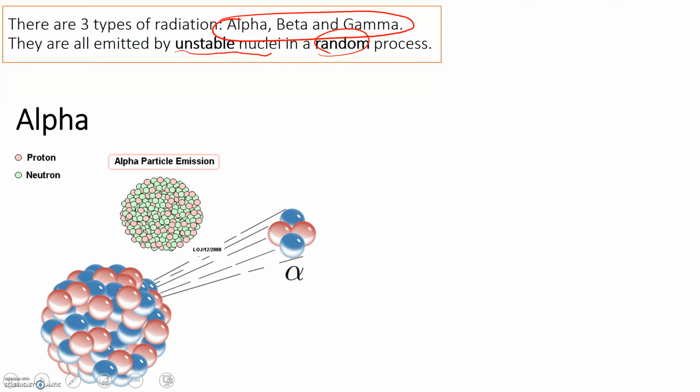There's alpha. You can see alpha consists of 2 protons, represented by the red, and 2 neutrons. This happens to be the same as a helium nucleus, so sometimes people say it's a helium nuclei being emitted. Why is it just nuclei, not atom? Well, there's no electrons. It's just one of those, and it comes out the nucleus of an unstable atom.